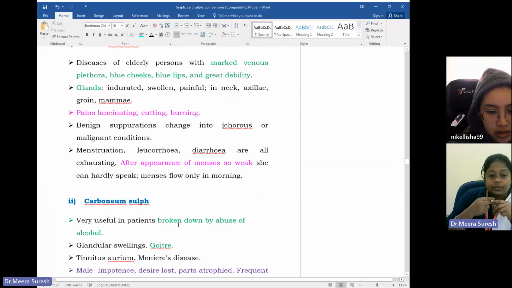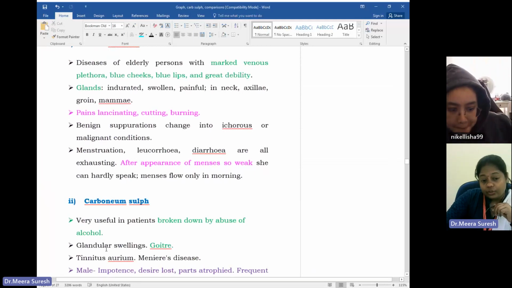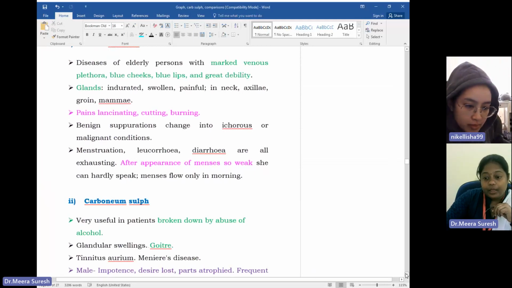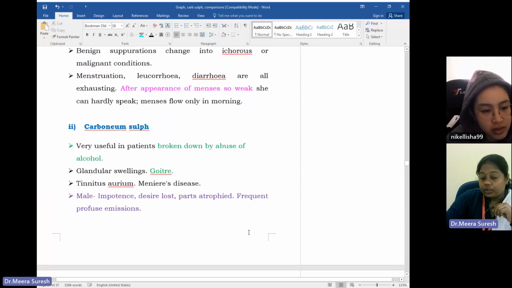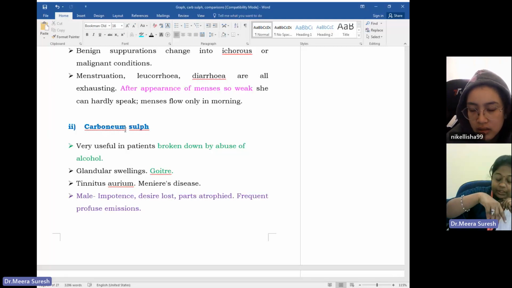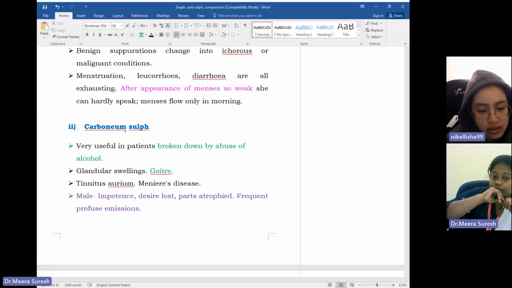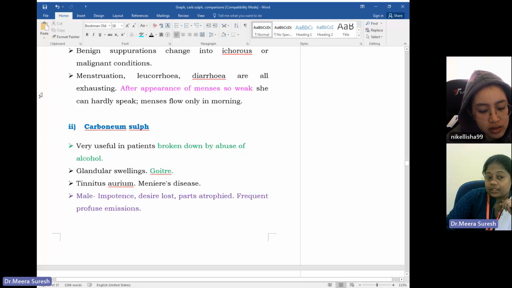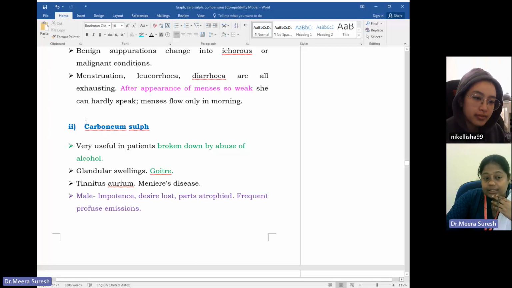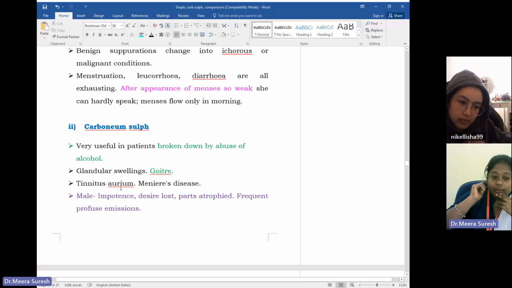Then carbonium sulfuratum. They are having glandular swellings, especially goiter. So, in the textbook, it is only given goiter as a clinical condition where we can give carbonium sulfuratum, but then you have to go to the general constitution, the goiter with that specific mental symptoms, broken down constitution, and especially due to alcohol. In those conditions, because of this carb and the salt, definitely they have that glandular affections, but then other symptoms should match.